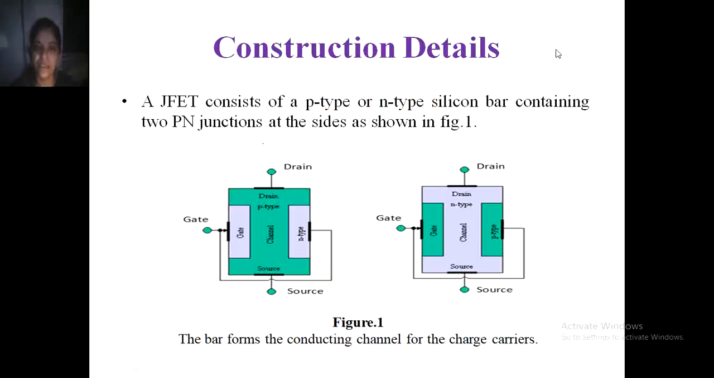Then let us see the construction details. A JFET consists of a P-type or N-type silicon bar containing two PN junctions. If you refer to figure 1, this is the P-type JFET and this is the N-type JFET. Let us look over this structure. Here a P channel is created. The substrate taken is the P channel, and over that two N layers are diffused.